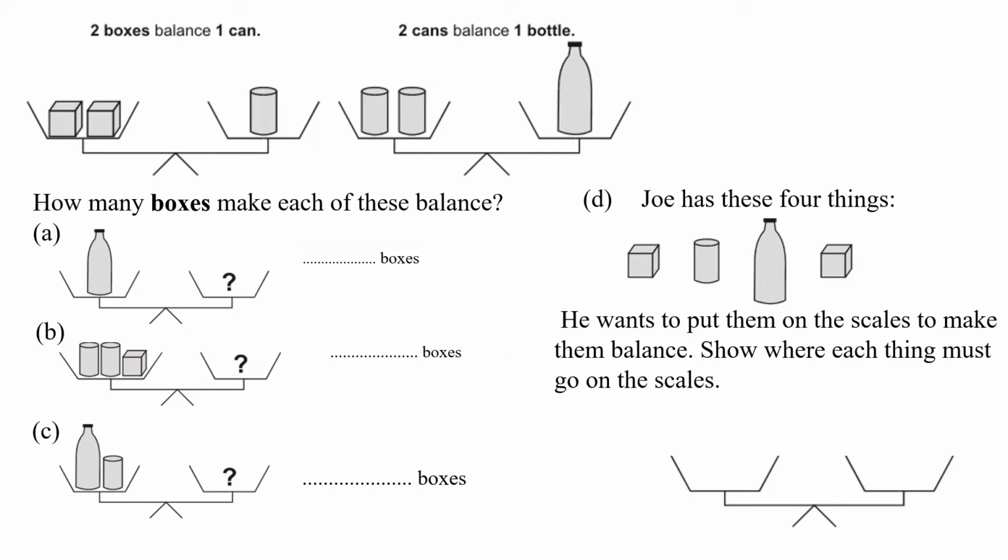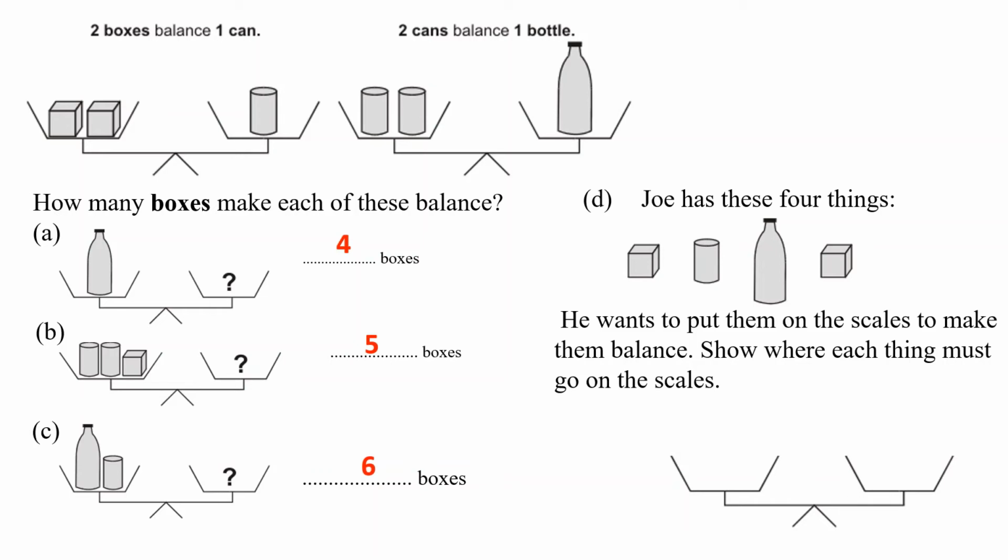So pause the video, try each of the questions, and then play the video to see if you got them correct. All right, so let's get the questions. For part A, we're asked how many boxes makes each of these balance. So we have 1 bottle right here, so that would be equivalent to 4 boxes. We have 2 cans and 1 box, that is equivalent to 5 boxes. We have a bottle and a can, 6 boxes.